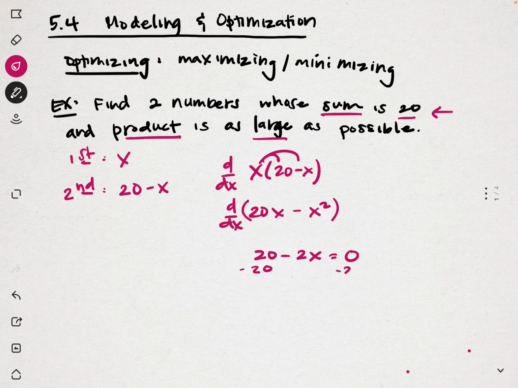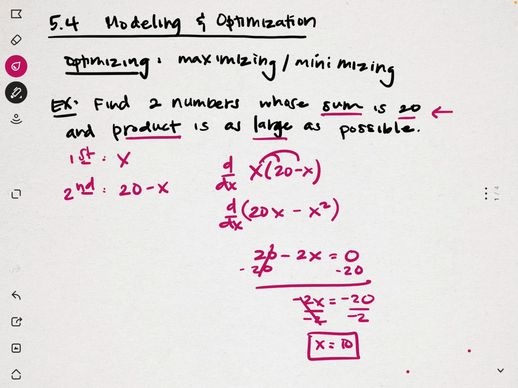So let's use our algebra here. I'm going to subtract our 20s. 0 minus 20 is negative 20. And then when we divide by negative 2, we end up with 10. Okay, so the two numbers are 10 and 10 to maximize the product.